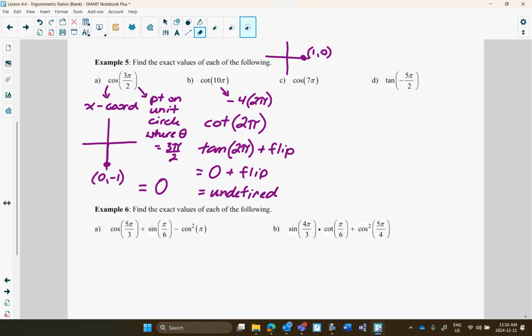7 pi cos. What do I need to do? Yeah, I have to subtract 3 2 pi's to get it to an angle between 0 and 2 pi. So that gives me cos pi. That one I can do. Where's pi? Here. -1, 0. So it's -1, 0. I'm looking for the x, -1.